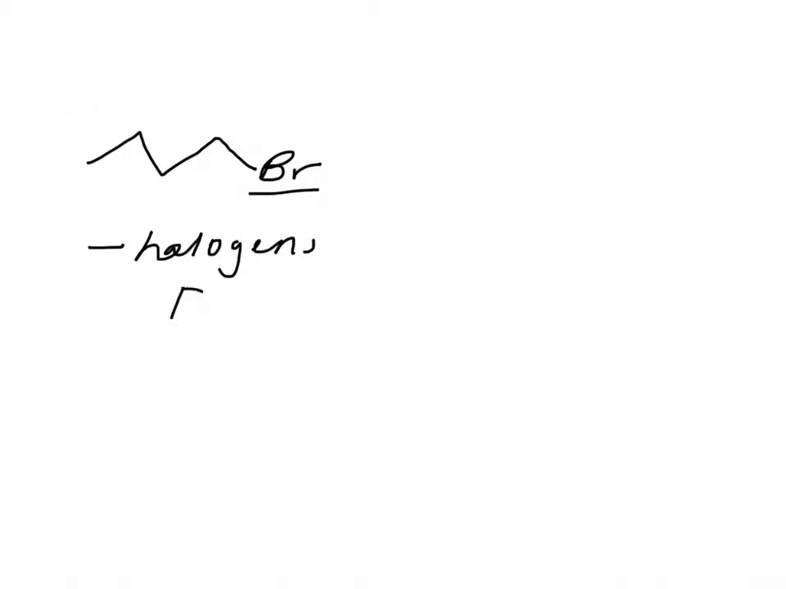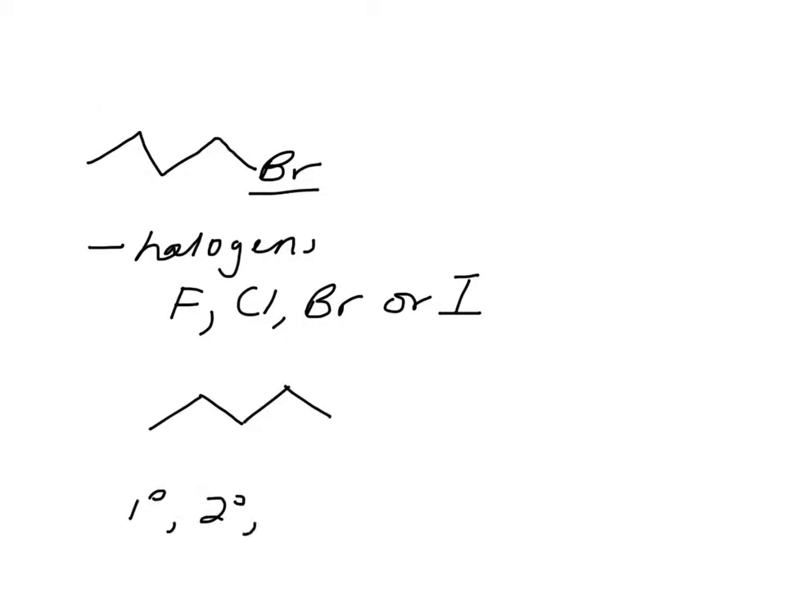So some basics with regard to alkyl halides. When we're talking about alkyl halides, we're talking about the halogens. So this can be fluorine, chlorine, bromine, or iodine. We can have different types of alkyl halides. And what I mean by that is we can have primary, secondary, or tertiary alkyl halides.